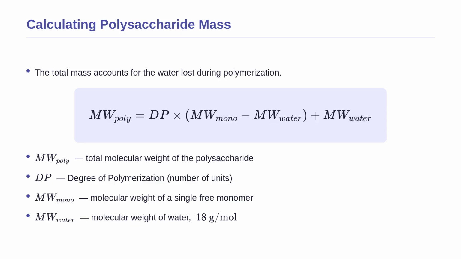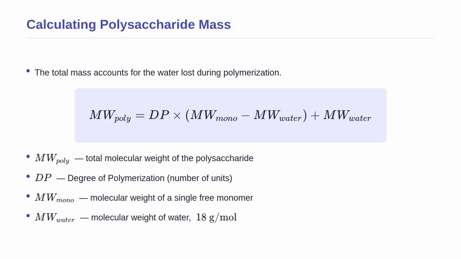This chemical reality leads us directly to the formula for calculating the total mass of a polysaccharide. The formula states that the total molecular weight equals the degree of polymerization times the difference between the monomer weight and the water weight, plus the weight of one water molecule. Let us break down these symbols.